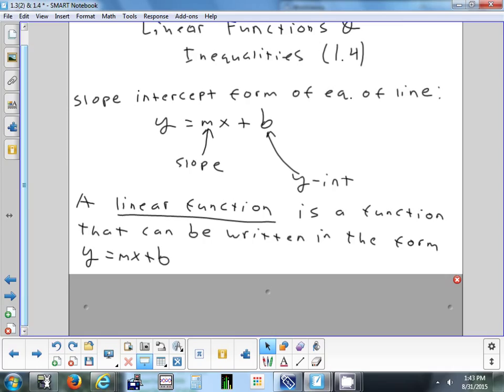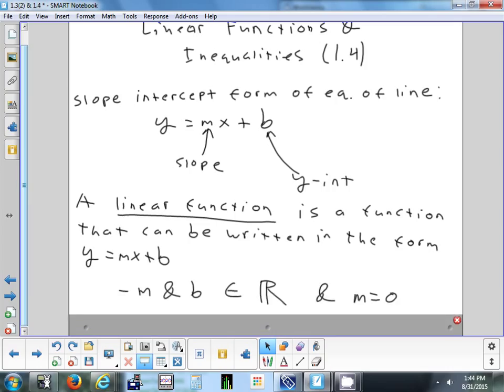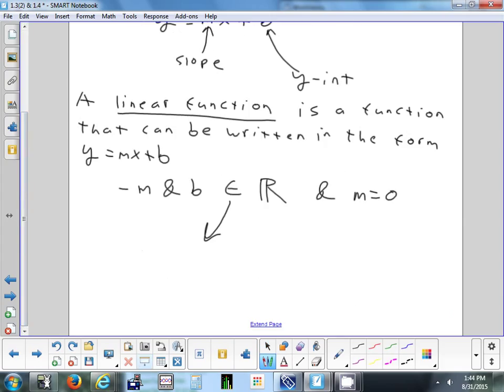Okay, so our book talks about a linear function. Basically, a linear function is in this form, y equals mx plus b. And specifically, it's called a linear function. m and b can be any real number. Okay, I used this symbol earlier. This means element of. So m and b are elements of the real numbers.